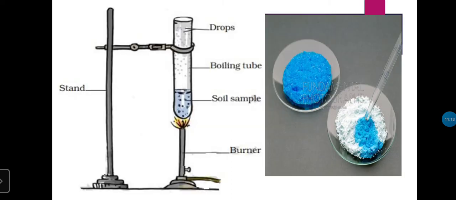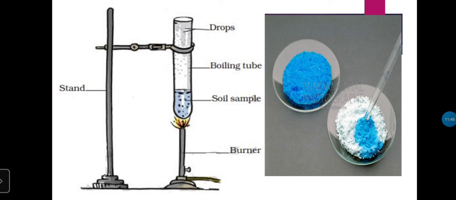This is the activity we are going to do. Here, we are going to put the soil sample into the test tube. Then we are going to supply heat from the Bunsen burner. If you don't have a Bunsen burner, you can use a spirit lamp too. When the soil sample gets heated, you can see in the upper part of the test tube there are some liquid droplets.